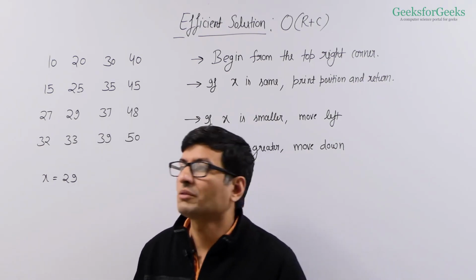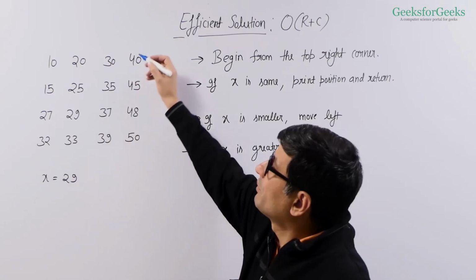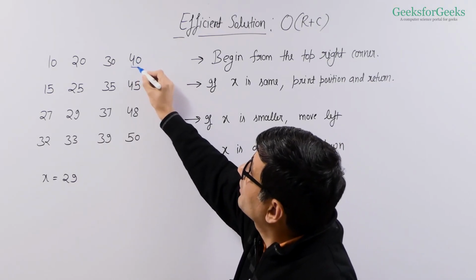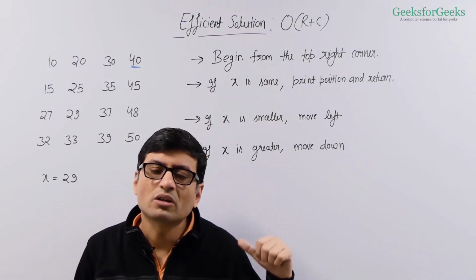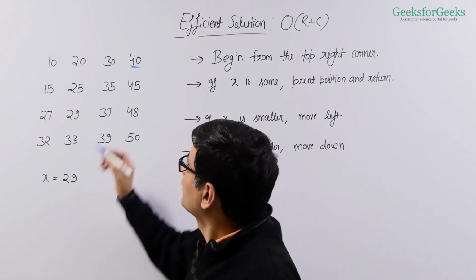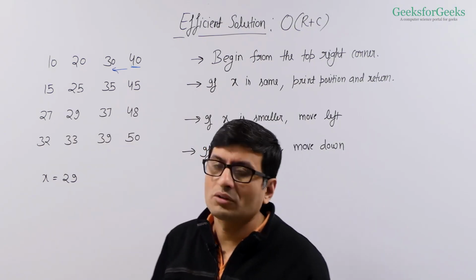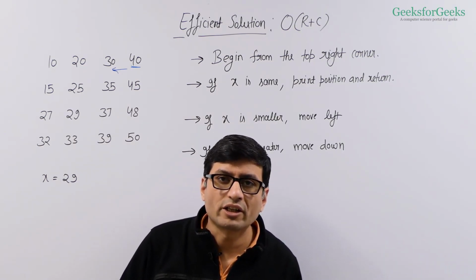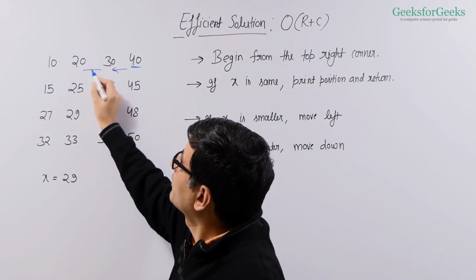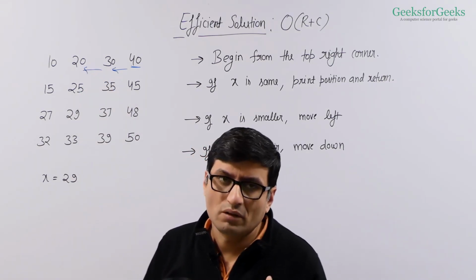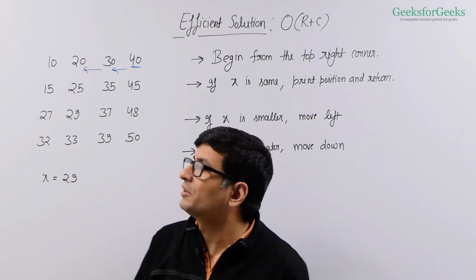Let's see how does this work with this example. Say we are searching for 29. We'll begin from the top right corner, which is here. 29 is smaller. If x is smaller, we go to the left side. So we'll come to 30. Now x is again smaller than 30. So we'll again go to the left side. Now x is greater this time. When x is greater, we go down. So we'll come here.